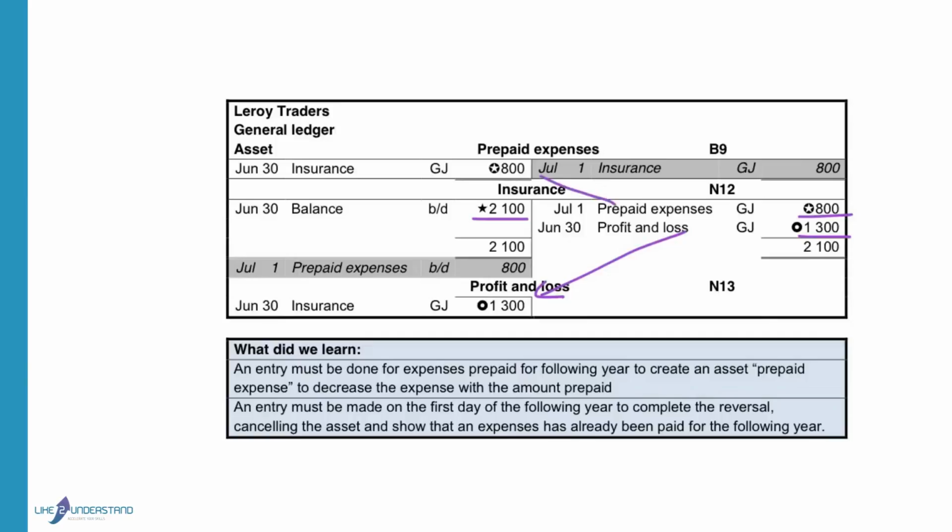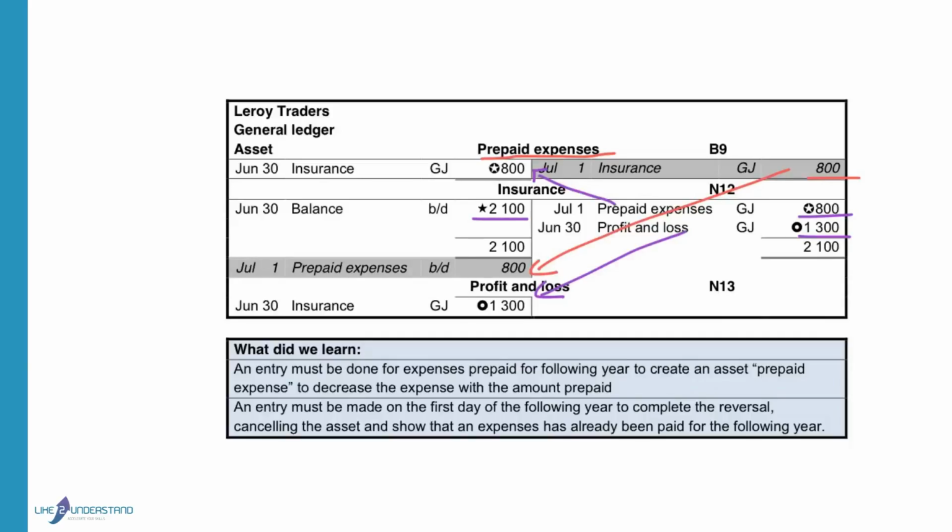For the prepaid expense, we will create an asset that will go to the balance sheet as a current asset to show that we paid expenses for the next financial year, so next year we don't have to pay the expenses. On the first day of the next financial year, I have to close this prepaid expense account, so I will credit the account and transfer this information to my insurance account on the debit side to complete my double entry. And if we look at the insurance account, what did we actually do there?